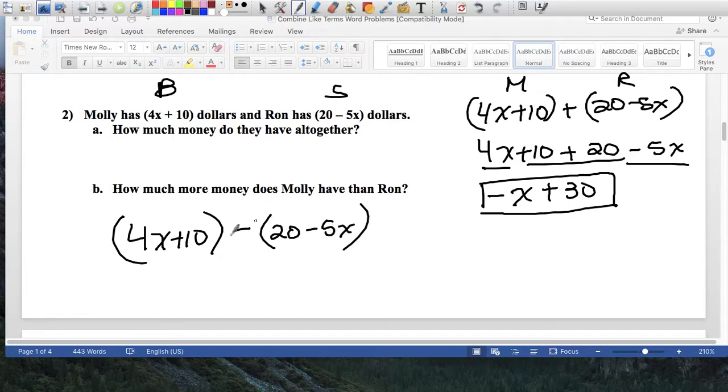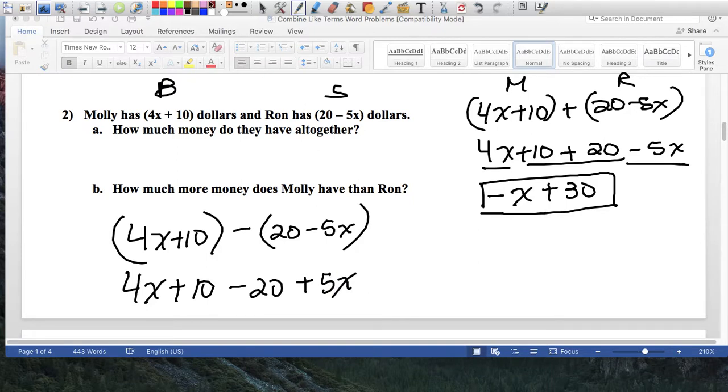Now, this is a subtraction sign here, right? So you have to be careful, because when you remove the parentheses, in the case of the first expression here, it comes out the same, 4x plus 10. But here, the positive 20 will come out as negative 20. And the negative 5x is going to come out as positive 5x.